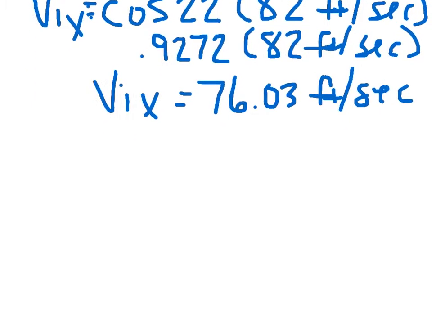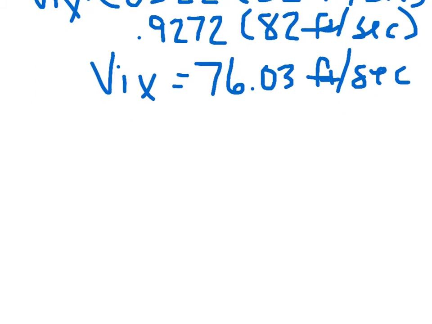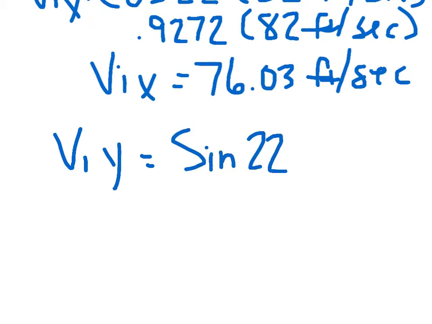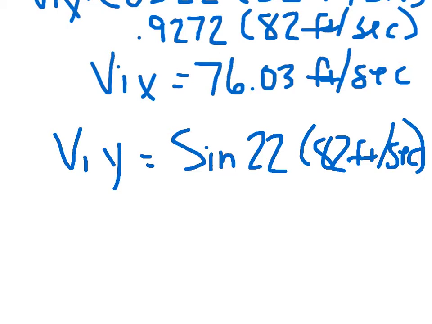Okay, now if we're going to calculate the initial velocity in the y direction, what that's going to be is sine of 22, and we're going to multiply that by 82 feet per second. So the initial velocity leaving the baseball player's hand hasn't changed, and the angle hasn't changed, but now we're going to be working with sine because we're looking at y, or the vertical component of the trajectory. This is going to change throughout the projectile's flight path due to gravity affecting it.